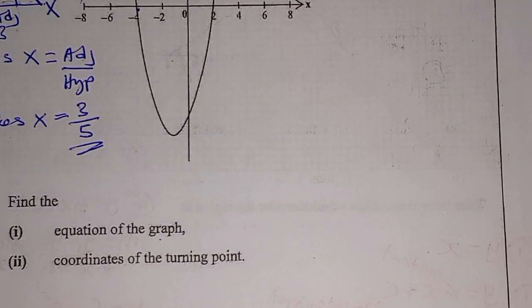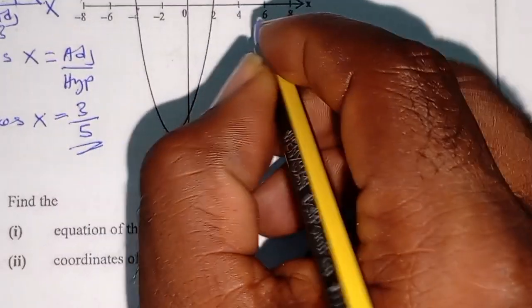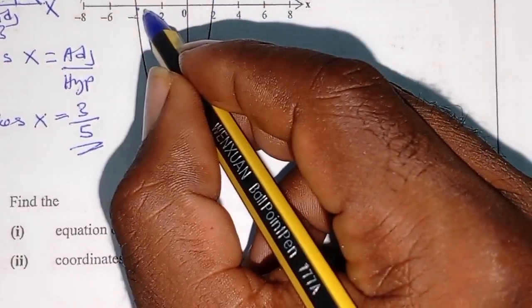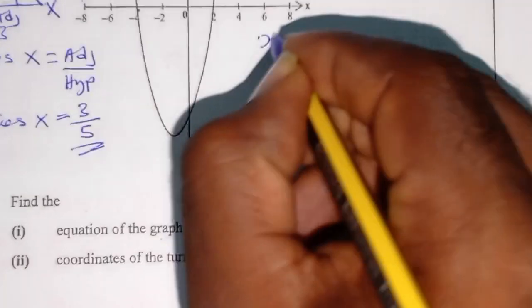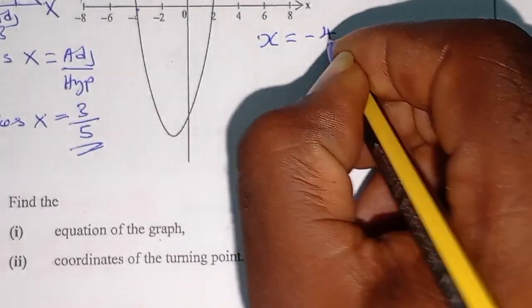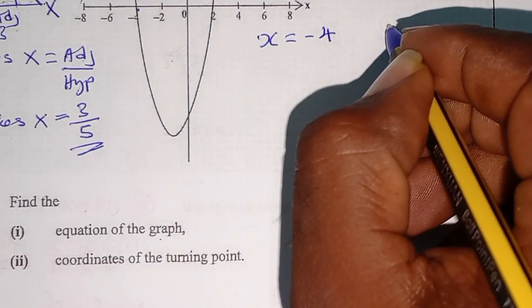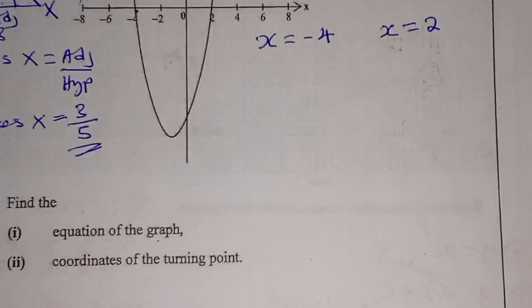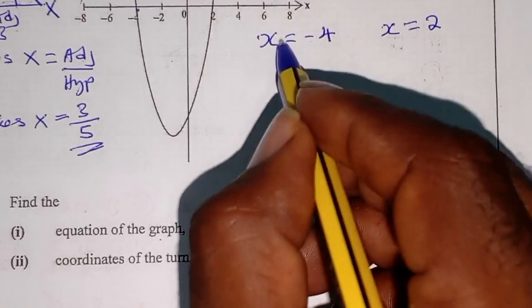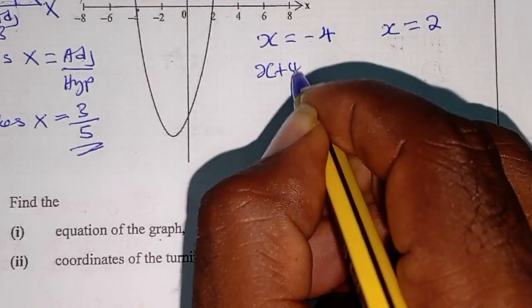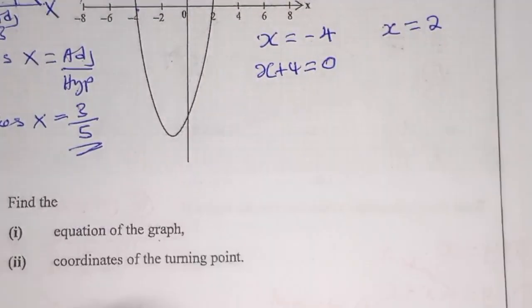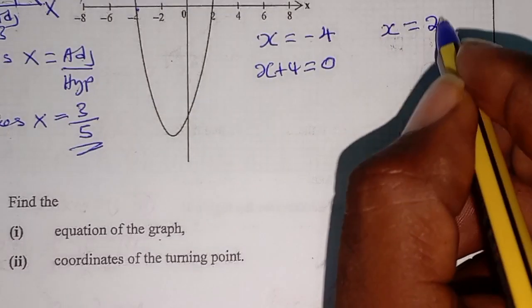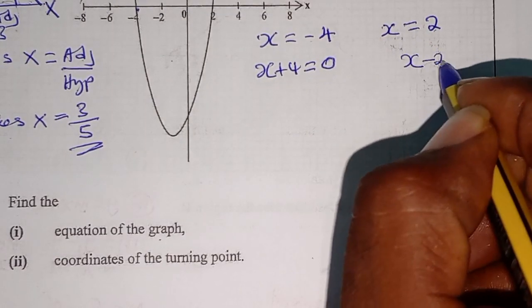So for us to find the equation of the graph, we are going to say the graph meets the x-axis at -4. So it is going to be x equals -4. The graph also meets the x-axis at +2. So this -4, it will come this side. It will be +4. This remains 0. So +2, when it comes this side, it will be x minus 2.